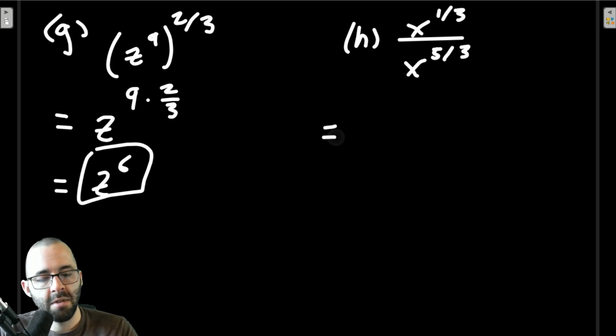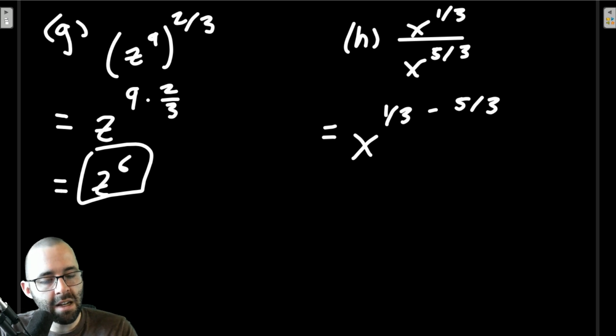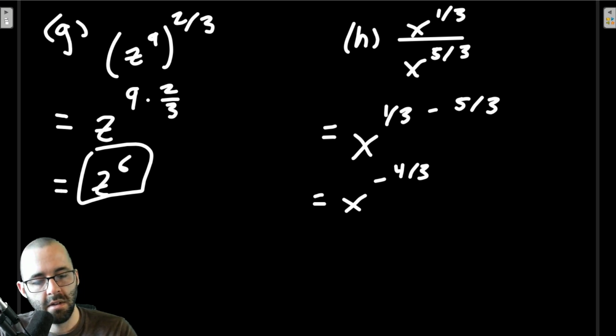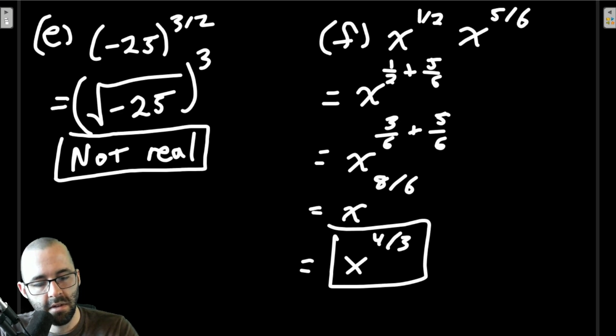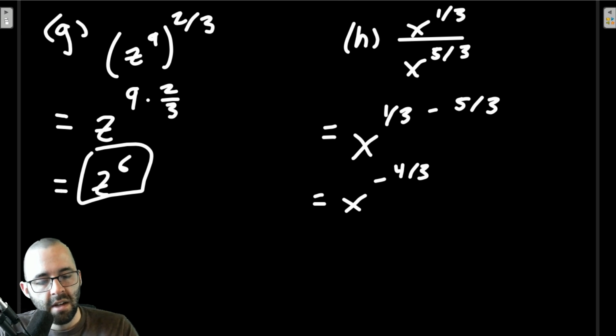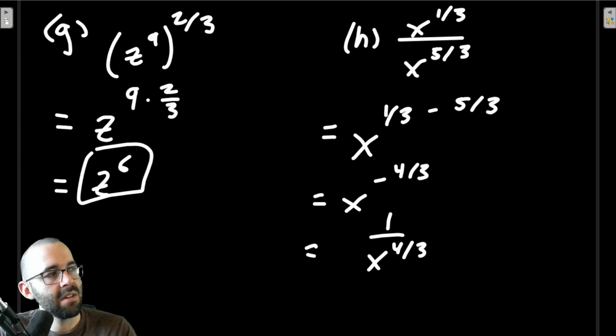Whereas in H, multiplication means add the exponents. Division means subtract the exponents. This becomes x to the 1/3 minus 5/3. They already have the same denominator. That's neat. And we'll get x to the negative 4/3. And then what we'll get is 1 over x to the positive 4/3. Remember what negative exponents do.